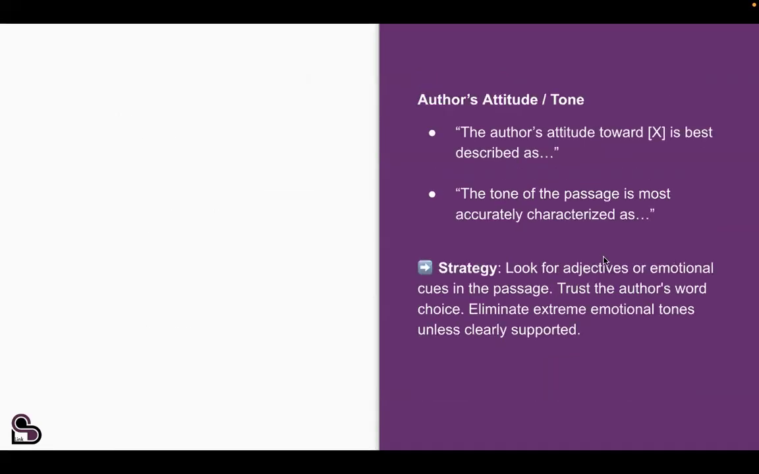The author's attitude or tone is best described as, the tone of the passage is most accurately characterized as. So, a strategy when we're looking at author's attitude or tone is to look for adjectives or emotional cues in the passage, trust the author's word choice, and eliminate extreme emotional tones unless they're clearly supported in some way.